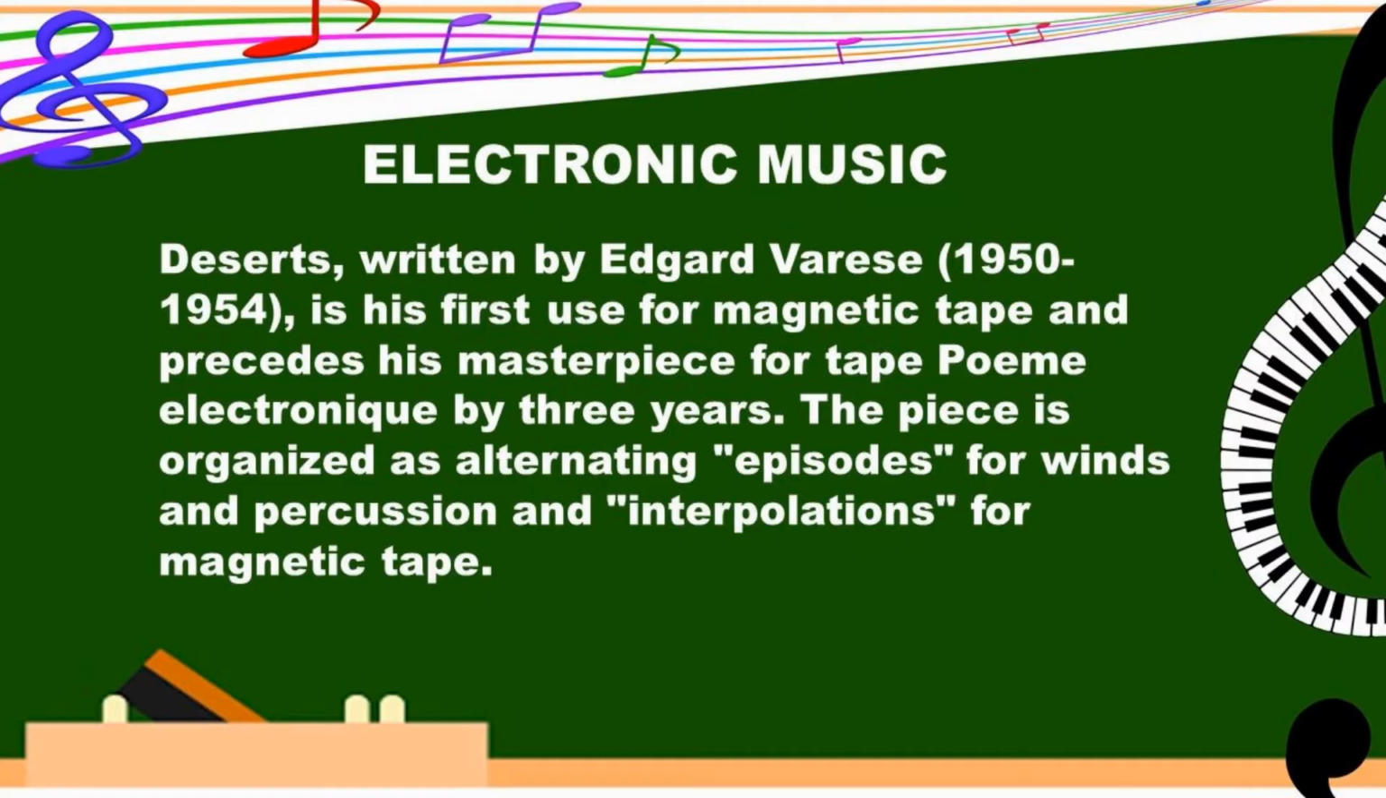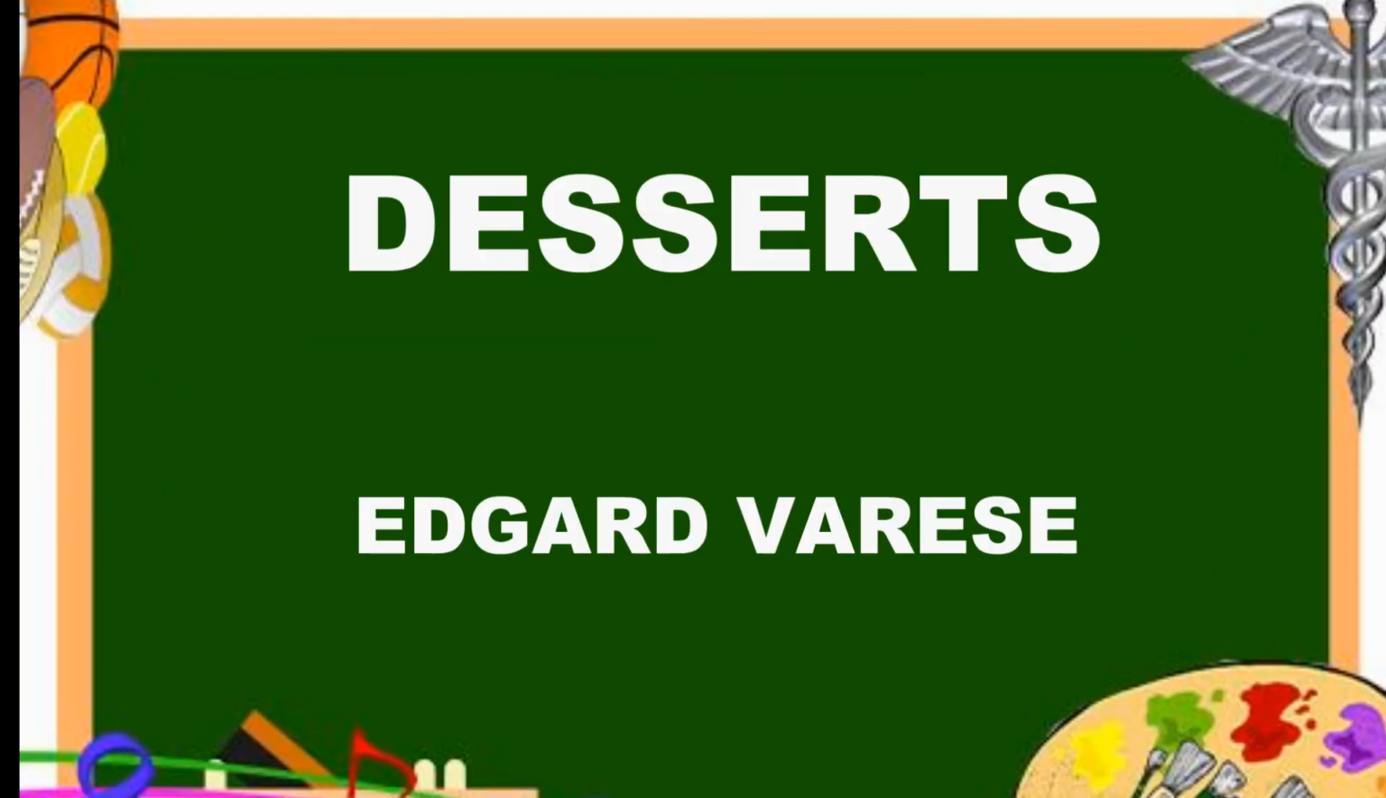The next musical composition title is The Desert. It was written by Edgar Varese, known as the father of electronic music. Desert, written by Edgar Varese in 1950 to 1954, is his first work used for magnetic tape and precedes his masterpiece for tape poems, Electronic, by 3 years. The piece is organized as alternating episodes for winds and percussion. Let us listen to this song, Desert, by Edgar Varese.